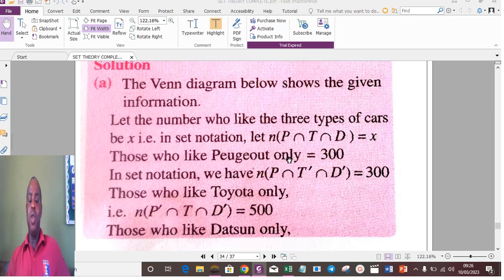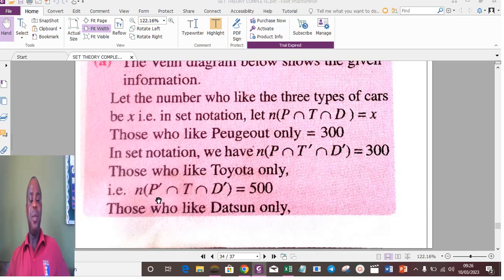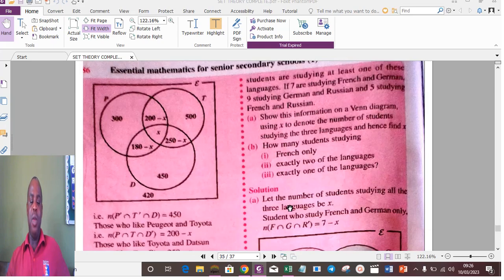So those who love Peugeot only, they are 300. Remember we have just done this one. Peugeot only will be P intersection T prime intersection D prime. That is 300. Then those who love Toyota only, that is P prime intersection T intersection D prime. Since it's Toyota only, the prime will be on the other two. It won't be on the Toyota. And those who love Datsun only, that will be P prime intersection T prime intersection D.